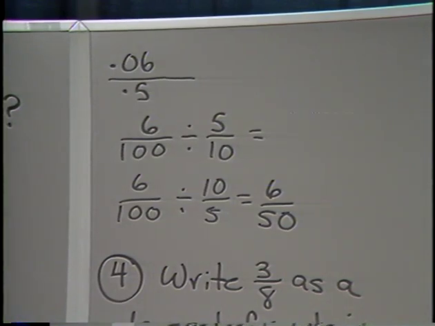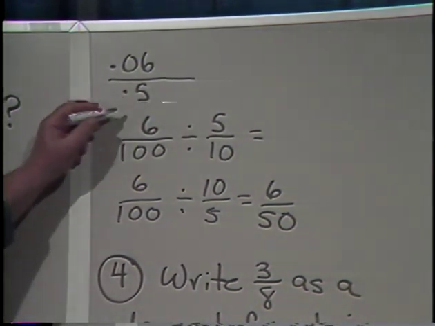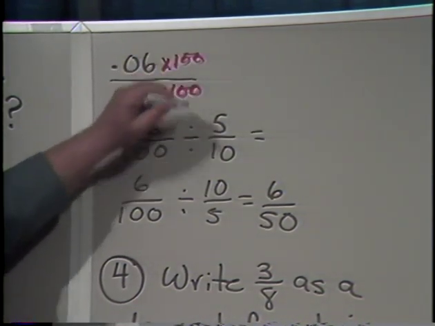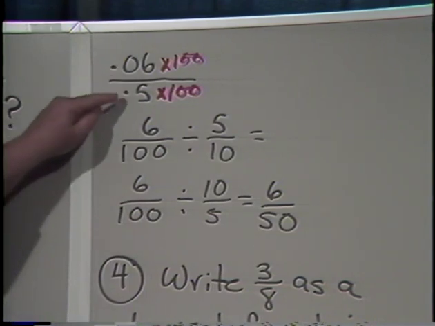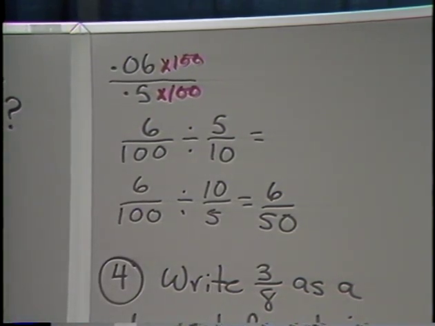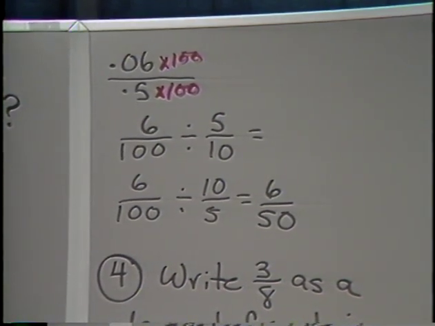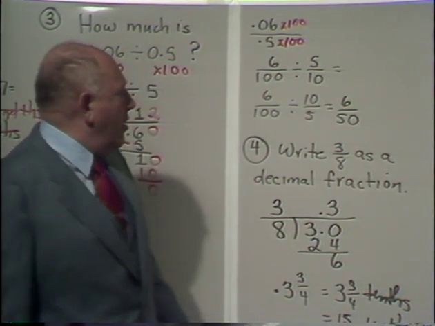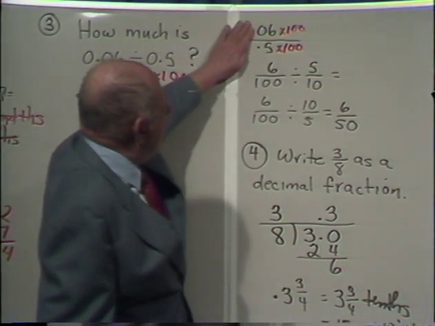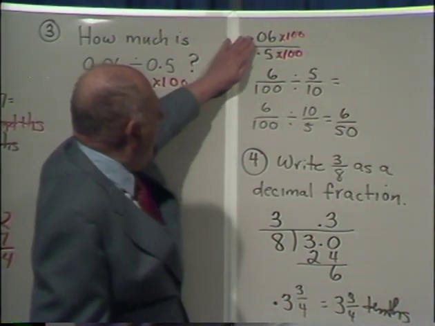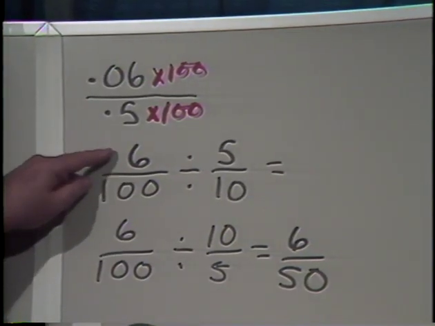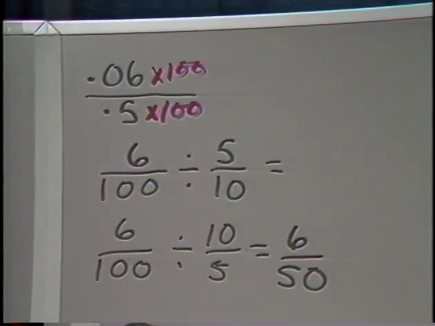For example, if you didn't want to have any decimals in here, what could you have done? Simply multiplied numerator and denominator by 100, and what would that have given you? 6 over 50. Another way of doing this problem, if you don't like decimals, is to use the second language. We said that we could always convert from mixed numbers or decimals into the language of common fractions. Remember, 0.06 is what? 6 over 100. And 0.5 is 5 over 10. So written as a common fraction, the problem becomes 6 over 100 divided by 5 over 10.